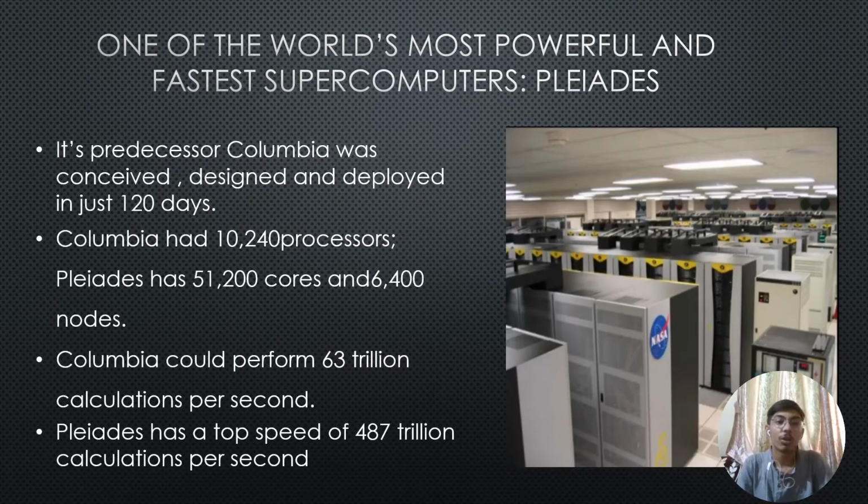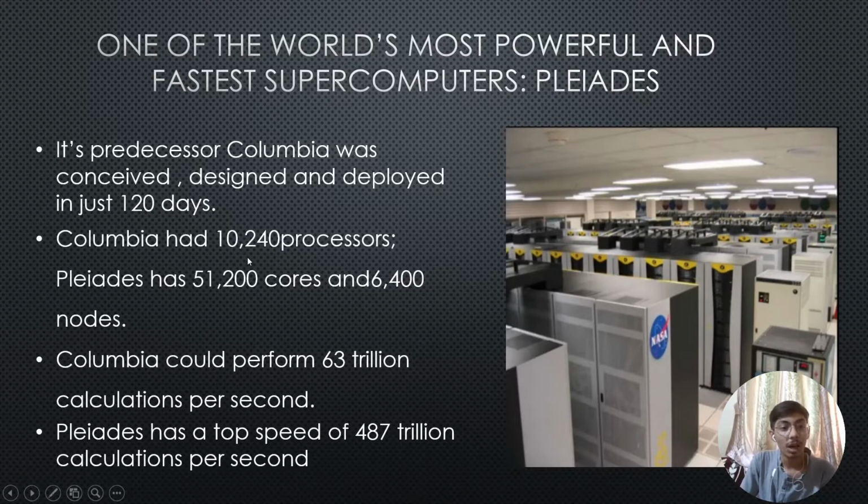So, one of the world's most powerful and fastest supercomputers is the Pleiades. This is my topic. It is currently used by NASA. Its predecessor Columbia was conceived, designed and developed in just 120 days.